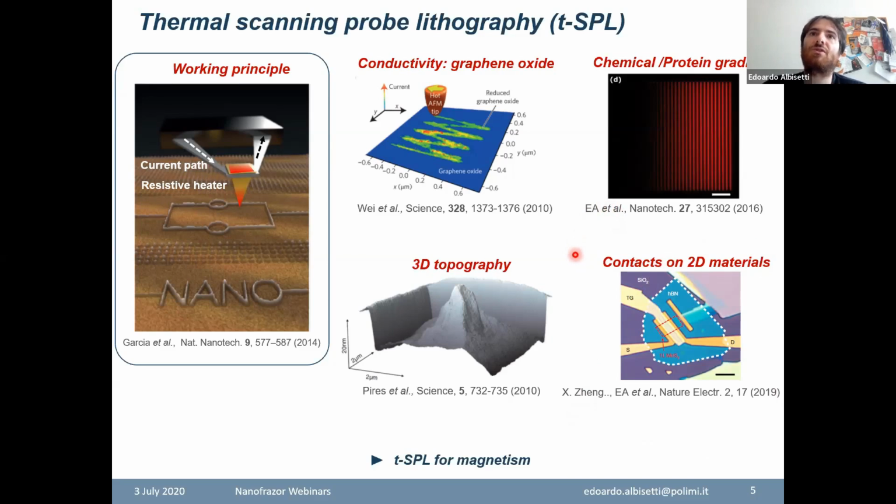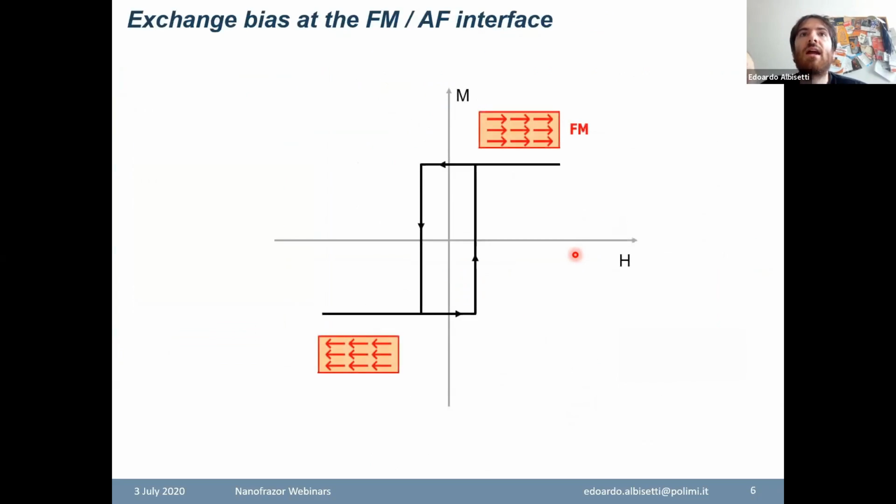So our idea was to try to use thermal scanning probe lithography for magnetism. And if you want to use this technique for magnetism, then you have to find a physical mechanism that actually is triggered by temperature. And one of the most famous ones, let's say, that are already used at the macroscopic scale in magnetic devices is the exchange bias. So exchange bias, in the most simple version, happens at the interface between a ferromagnetic material and an antiferromagnetic material.